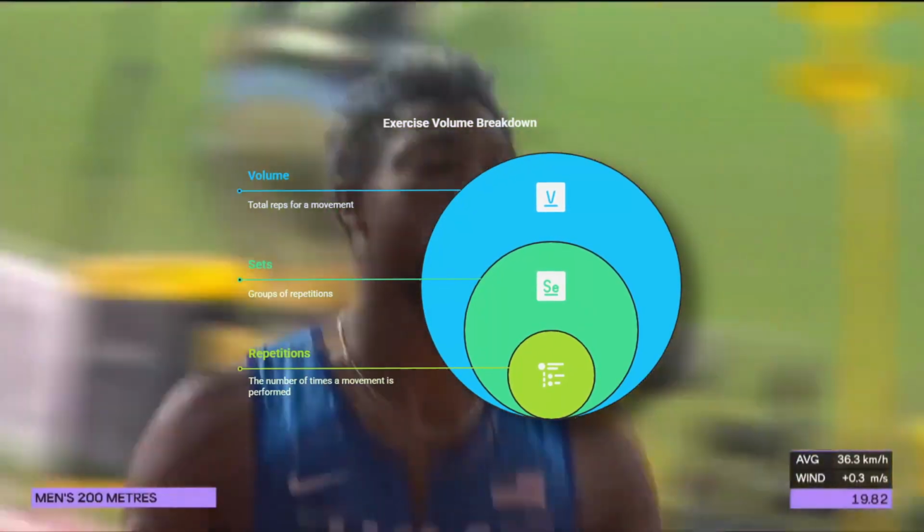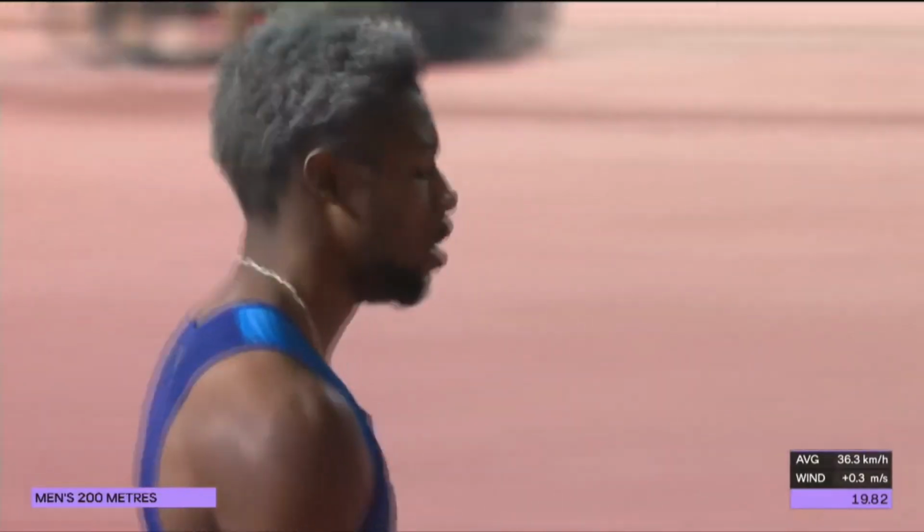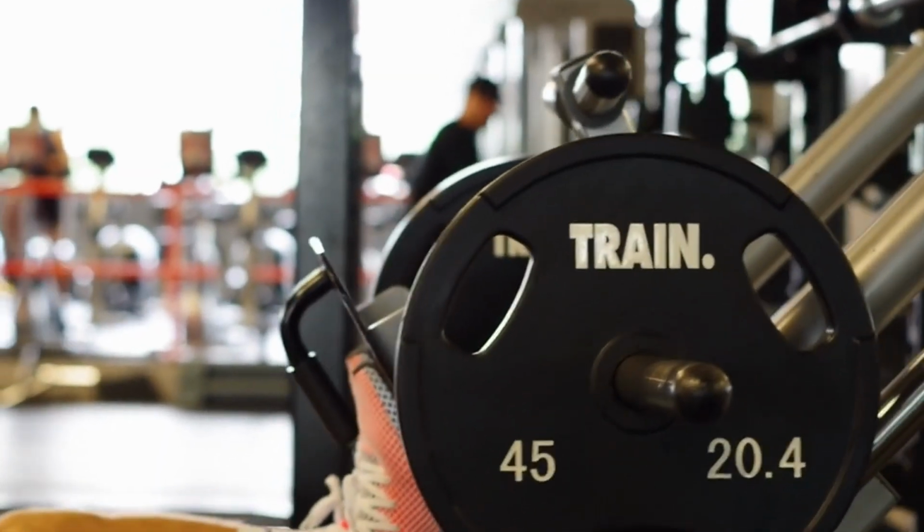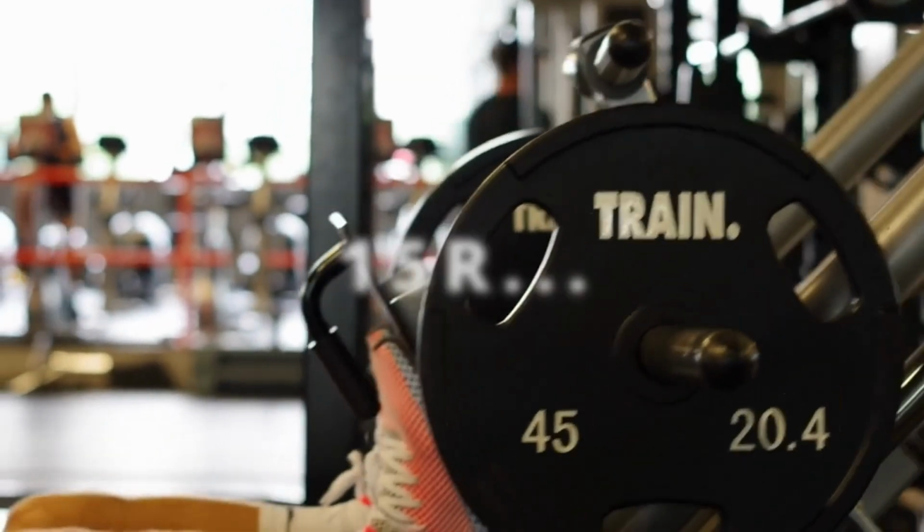Volume, the total impact of load. Volume means how many total reps you're doing for any movement. The simple formula is volume equals sets times reps. If you do 3 sets of 5 reps, the total volume equals 15 reps.